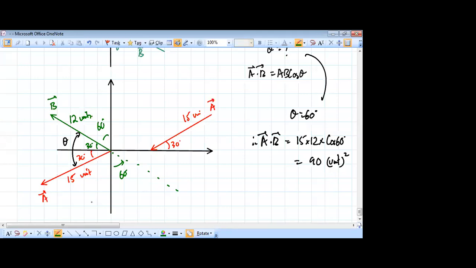Okay. Vector B was like this. Supposed to draw it like this. Okay. All right. Now moving on.